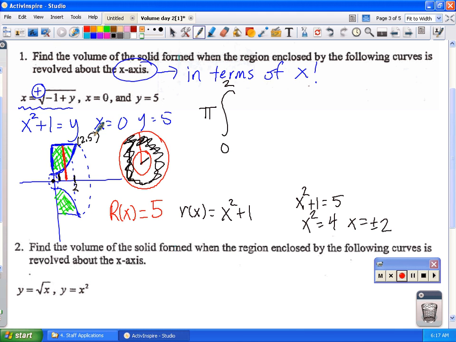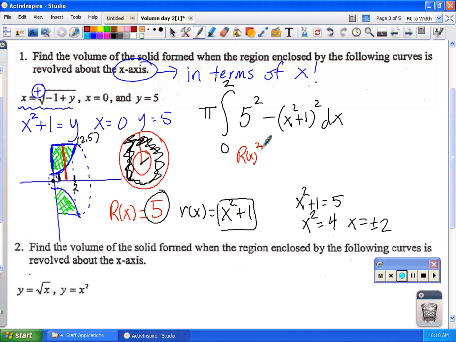Alright, so now we need big R of x. Big R, remember, was 5. So we have big R squared minus, so now we're getting rid of the hole, little r of x, which is x squared plus 1, squared, dx. And again, this is big R of x squared, and then we have minus little r of x squared. That's what's happening here.